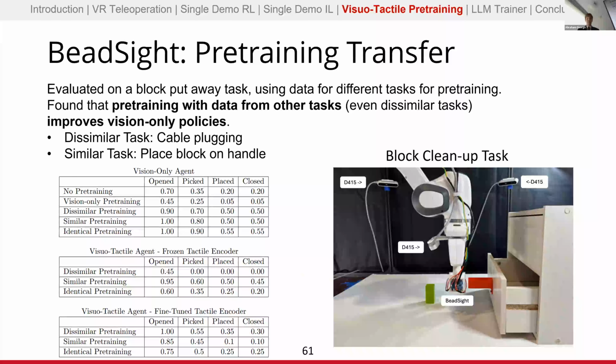Finally, we evaluated a pre-training transfer task where we would pre-train on one task, in this case, cable plugging, a similar task, which is a block pick and place task, and the exact same task. The evaluation task here was to open the drawer and then put the block into the drawer. And we found that regardless of what method we used for pre-training, we were able to significantly improve performance, going from a 20% success rate to a 55% success rate when using the identical task, and to 50% success rate when using either of the other tasks. So we don't even need to pre-train on the exact task in order to get this improvement.